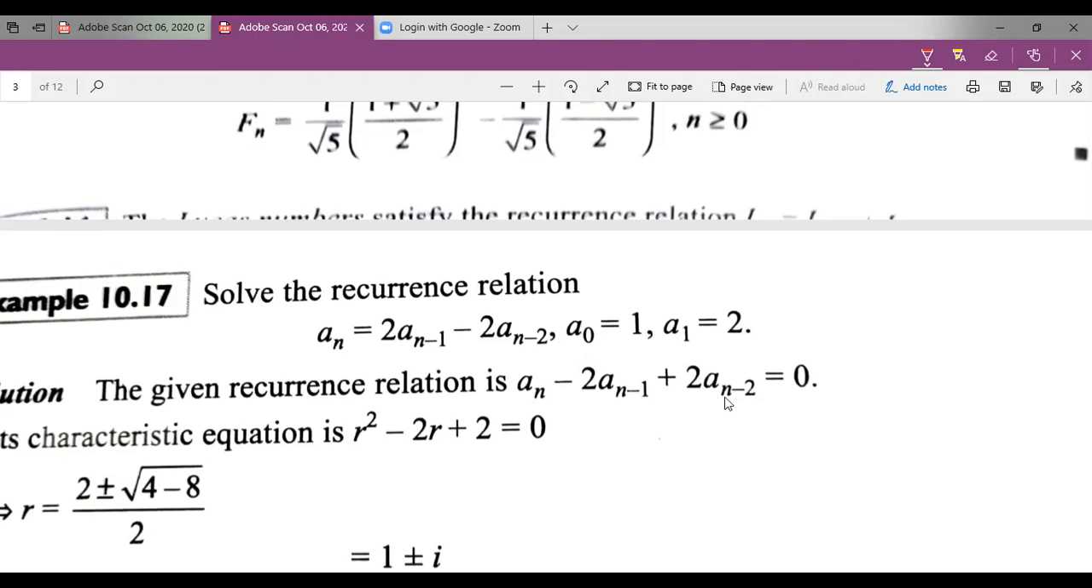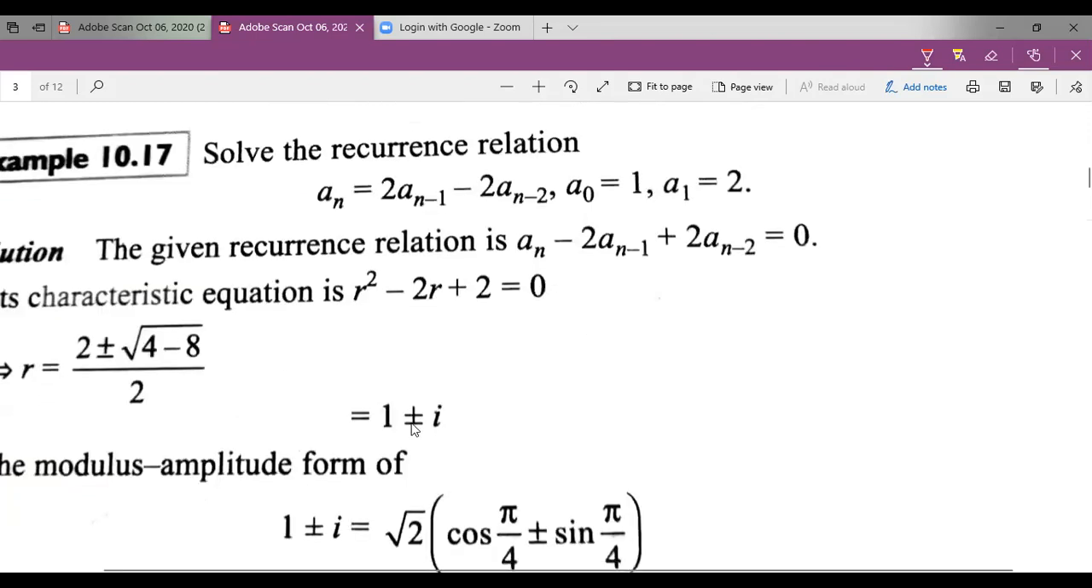So the degree of the given recurrence relation is 2. The characteristic equation of the given linear homogeneous recurrence relation is r squared minus 2r plus 2 is equal to 0. Solving this characteristic equation, we get the roots r is equal to (2 plus or minus root of 4 minus 8) by 2, so r is equal to 1 plus or minus i. The roots of the characteristic equation are complex numbers.